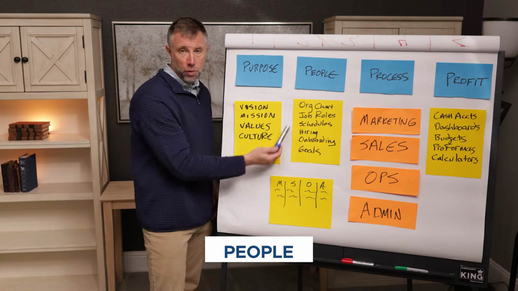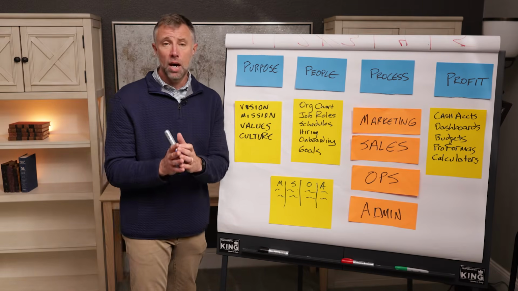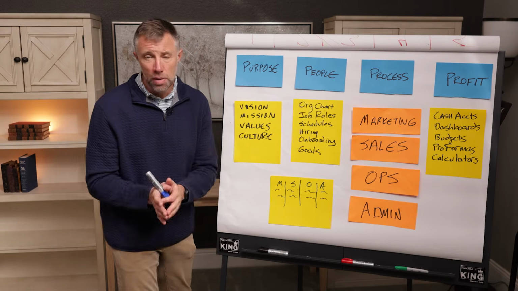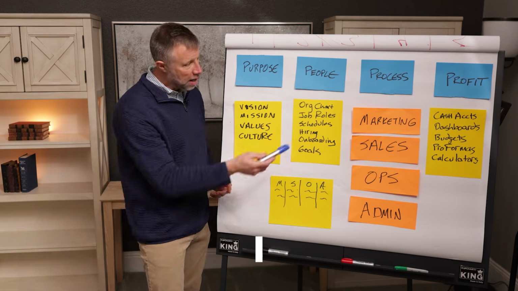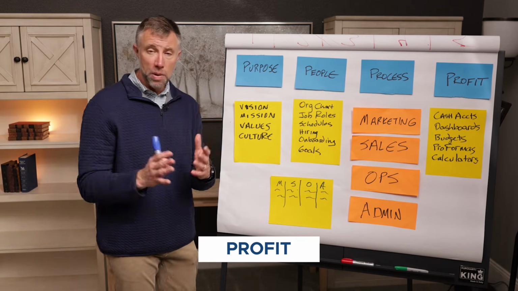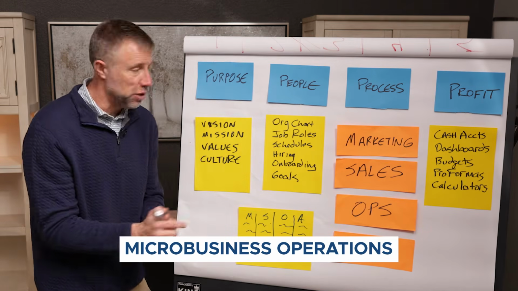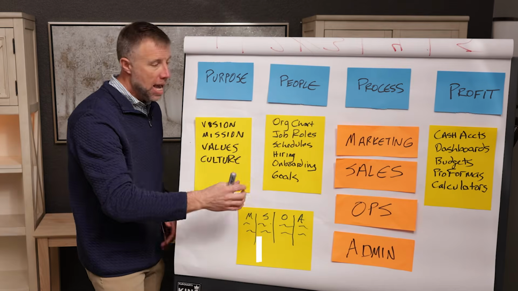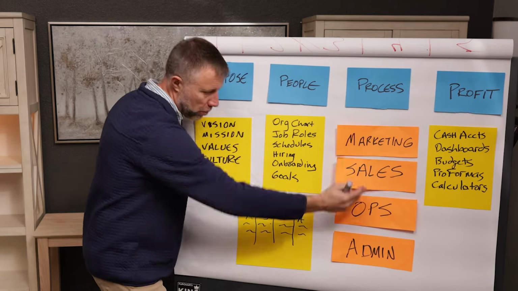Then we have the people vertical, things like org charts, job roles, how we onboard new team members, our hiring processes, our onboarding processes, and tracking goals and accountability for those team members. We've got our profit vertical with all those tools to be able to ensure that we have the right amount of cash. But then this is where we dive down into the micro operations. So this is the macro up here. And then the third type of ops is the micro. Remember, mindset, then we've got the macro, then we've got the micro.